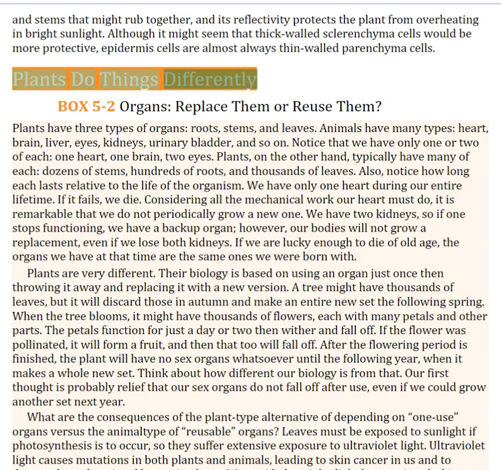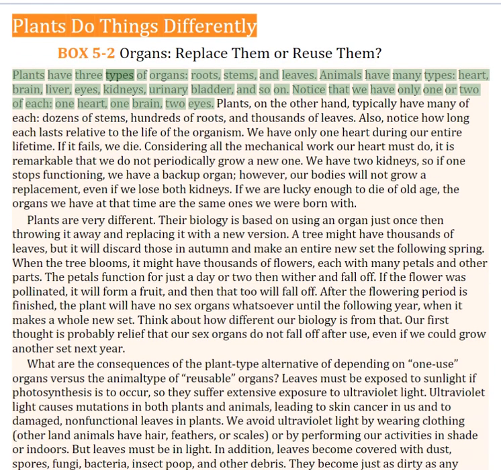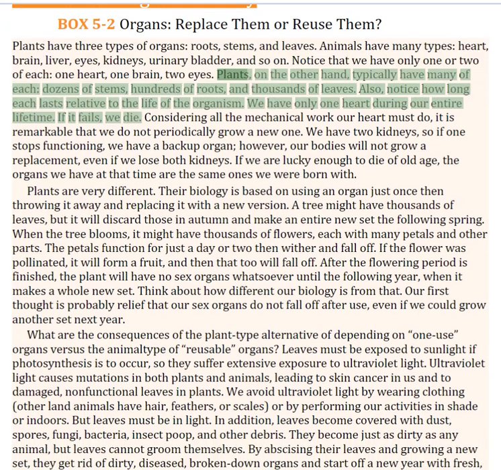Plants do things differently. Box 5.2: Organs, replace them or reuse them. Plants have 3 types of organs: roots, stems, and leaves. Animals have many types: heart, brain, liver, eyes, kidneys, urinary bladder, and so on. Notice that we have only 1 or 2 of each: 1 heart, 1 brain, 2 eyes. Plants, on the other hand, typically have many of each: dozens of stems, hundreds of roots, and thousands of leaves.